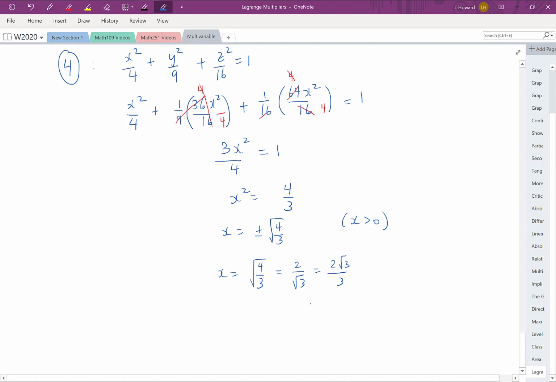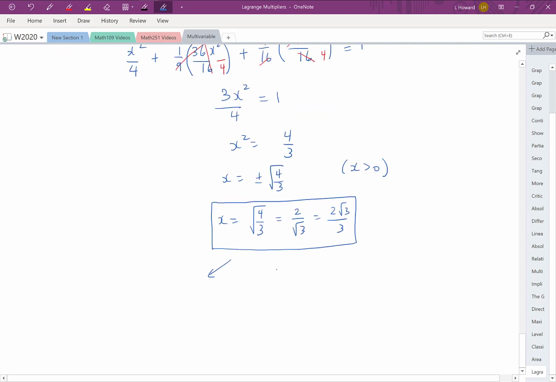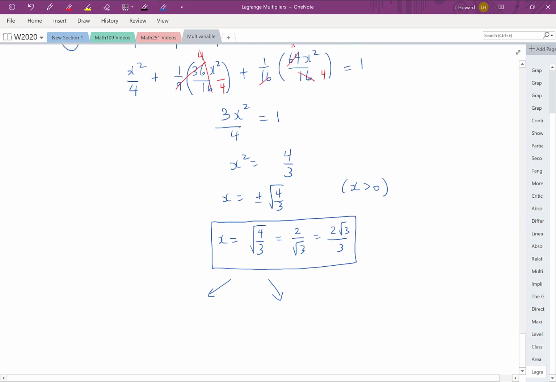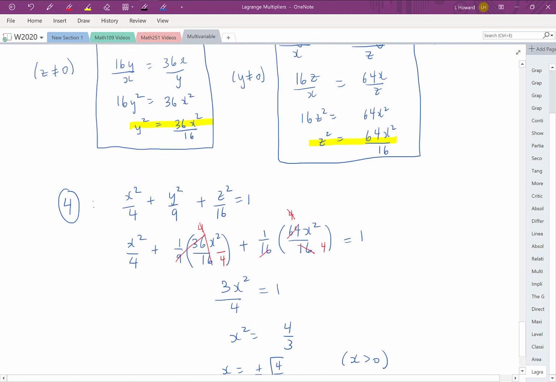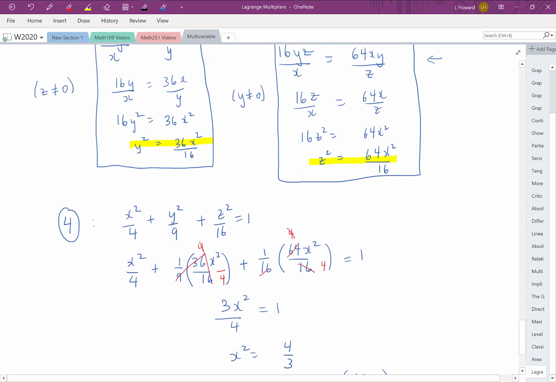Now from there, we should be able to get our y value and our z value quickly. So let's highlight that. We're definitely going to want that at the end of the problem. So now that we've got that, let's see if we can get our y and our z. So let's go back to the equations that we had a little bit earlier. Remember where we solved for y and z in terms of x, and we highlighted those. So that was smart to highlight them because we're now going to use them. So y squared equals 36x squared over 16.